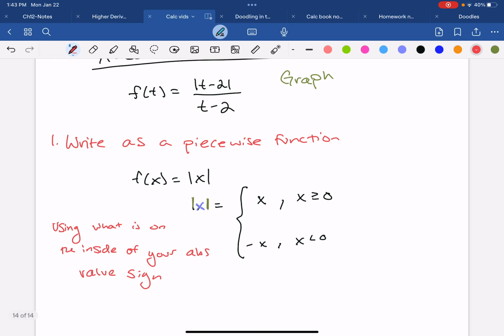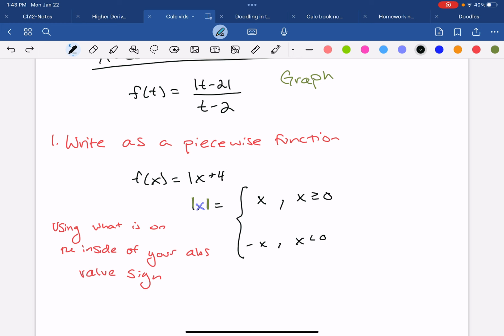So if this was like x plus 4, this would still look like this when you're turning it into the piecewise function. You're not going to have that plus 4 written like that because the 4 is on the outside of your absolute value signs. But if you're looking at x plus 4 on the inside, then this would be different. Then you would use that x plus 4 on the inside.